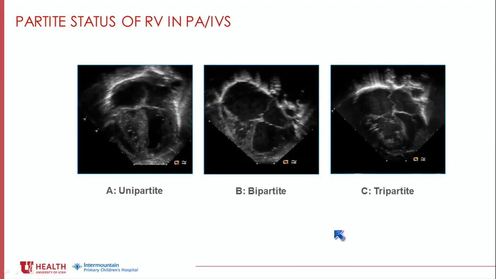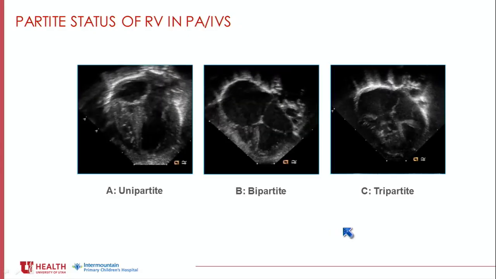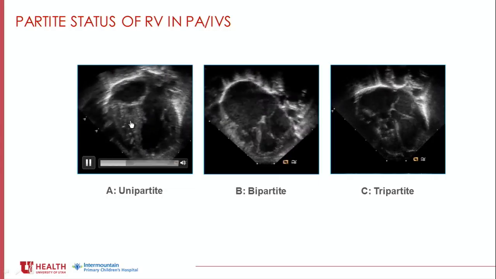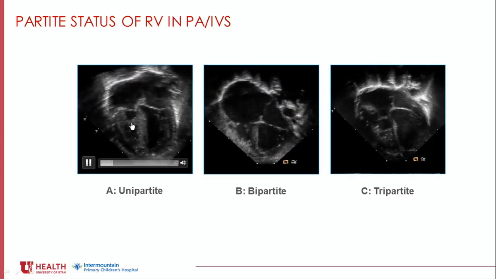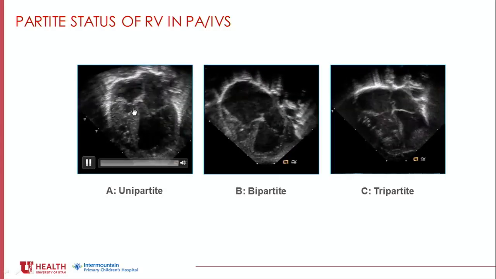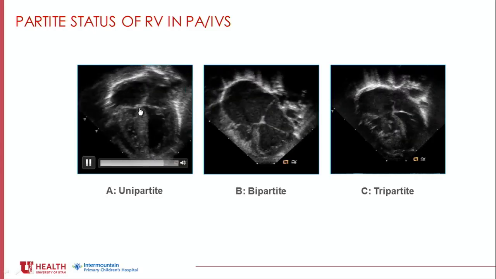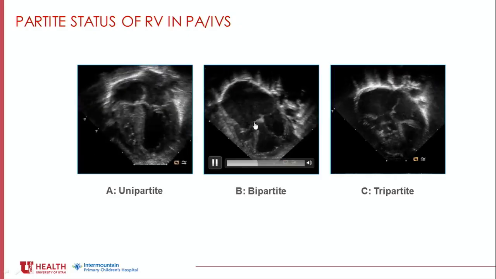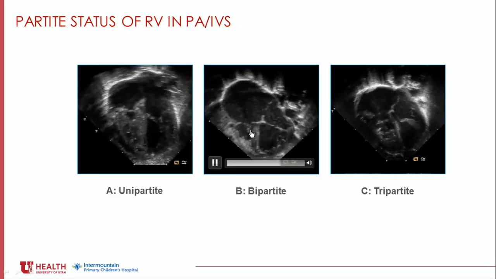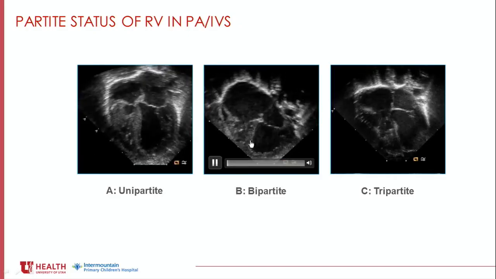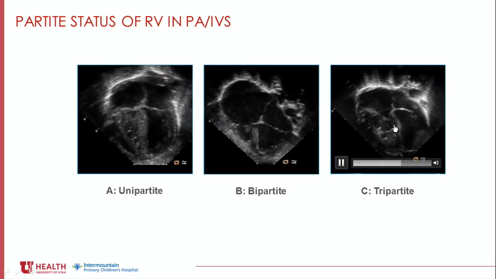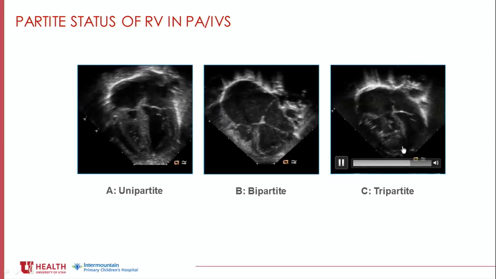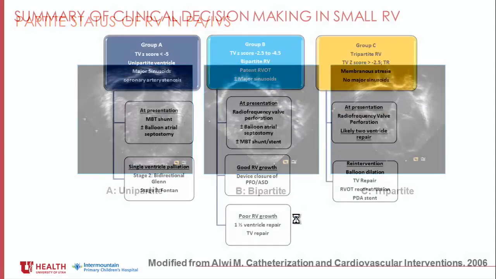So we talk about this in terms of unipartite, bipartite, and tripartite ventricles. Specifically what that means in this case is that you just have an inlet. So you see a tricuspid valve, there may or may not be a little bit of flow across it, but that's about it. The rest is just muscle bound. In a bipartite, you have an inlet portion and a little bit of a muscular portion. And then in a tripartite, you have the inlet, muscular, but also an outlet. So if you sweep up towards the pulmonary valve, there's still some cavity up there.